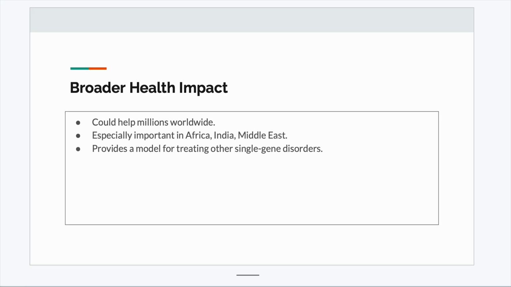Broader health impact. If CRISPR treatment becomes safe, effective, and affordable, it could help millions of people around the world. Sickle cell disease is especially common in Africa, India, and the Middle East. Fixing a single mutation could dramatically reduce suffering in those regions, and success with sickle cell disease could lead to treatments for other disorders caused by single gene mutations.